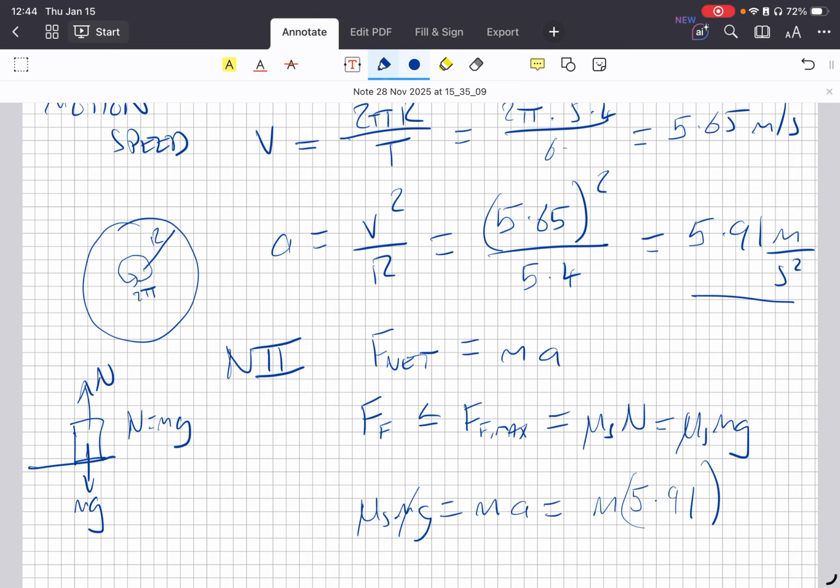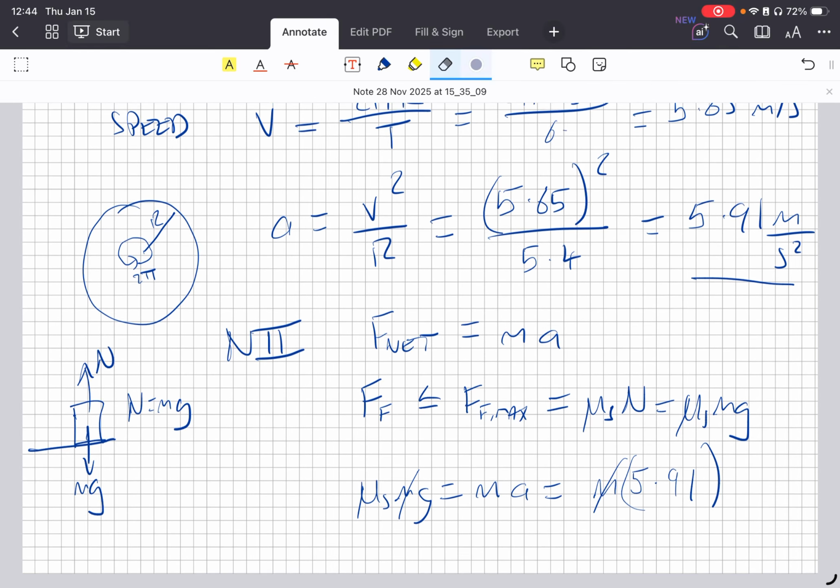So the mass cancels out on both sides, and we're left with mu_s. Sorry, it's difficult to write at the bottom of my iPad, so let's try that again. That leaves us with mu_s equal to 5.91 divided by g, which is 0.6. And there are no units for that. This coefficient of static friction is a ratio of two forces, and therefore the units cancel out. So the coefficient of static friction that we need for this is 0.6.